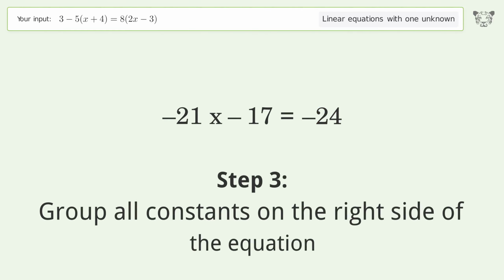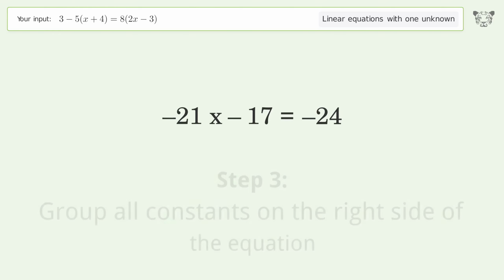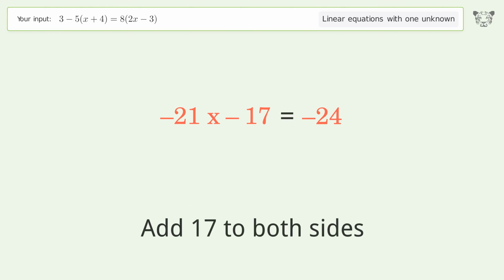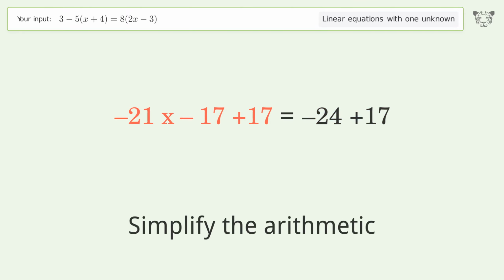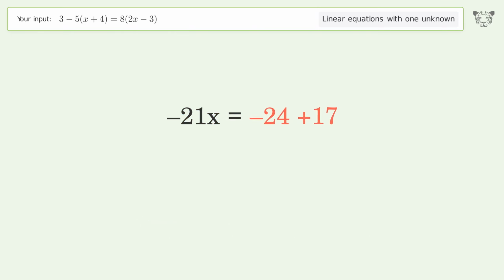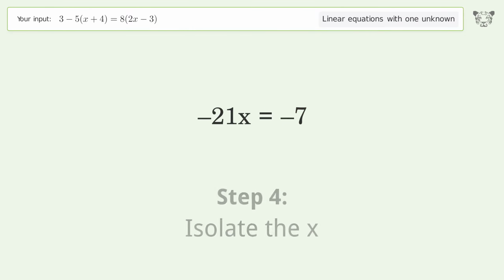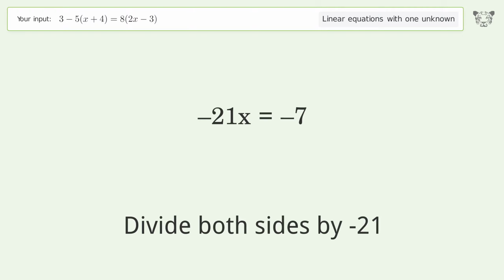Group all constants on the right side of the equation. Add 17 to both sides. Simplify the arithmetic. Isolate the x. Divide both sides by -21.